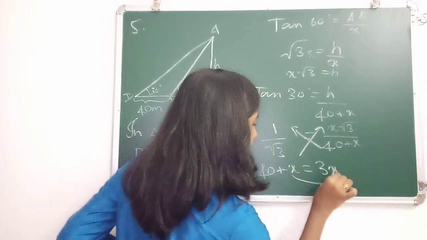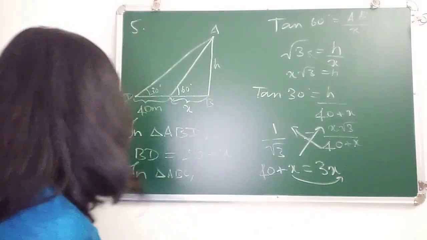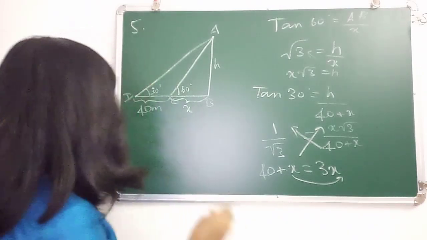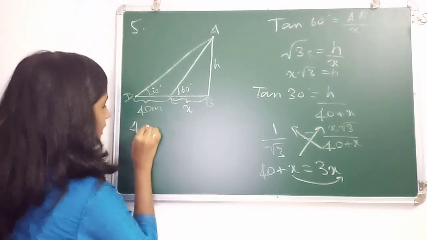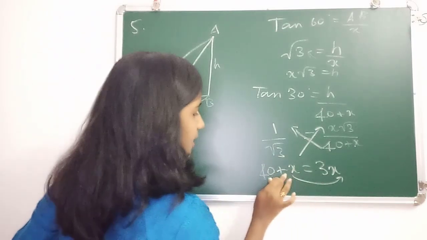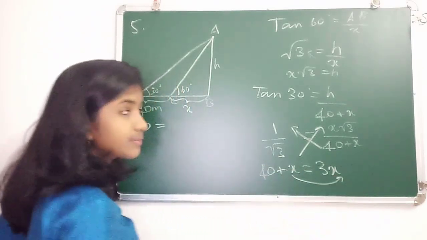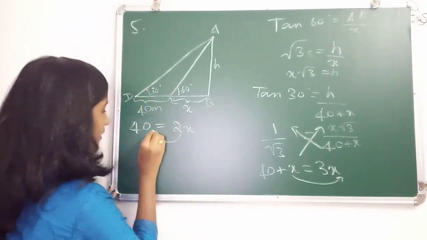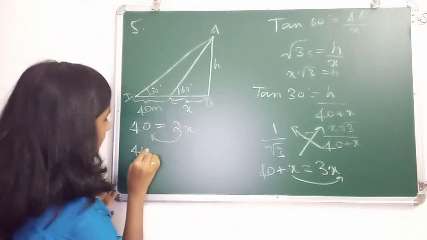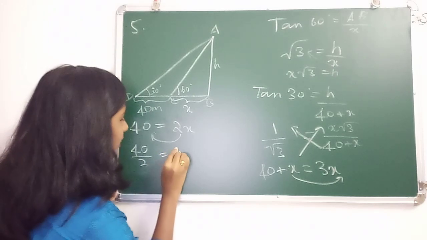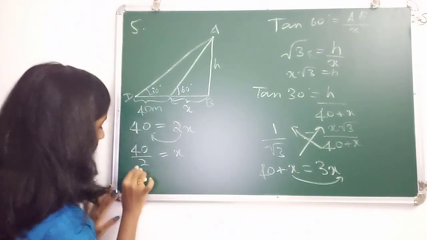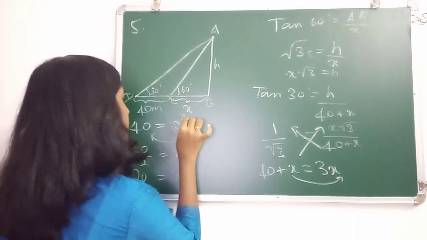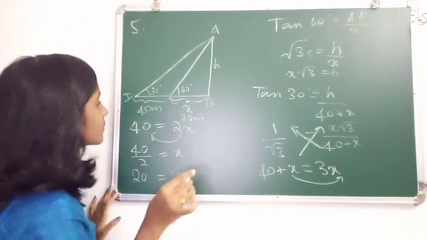Now bringing this x here, we get 40 to be equal to 3x minus x here. So 3x minus x is 2x. So 40 is equal to 2x, and if we bring this here, 40 by 2 is equal to x. 40 by 2 is 20, as we know. So 20 is equal to x.